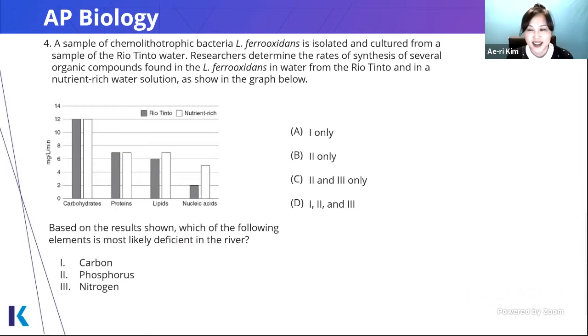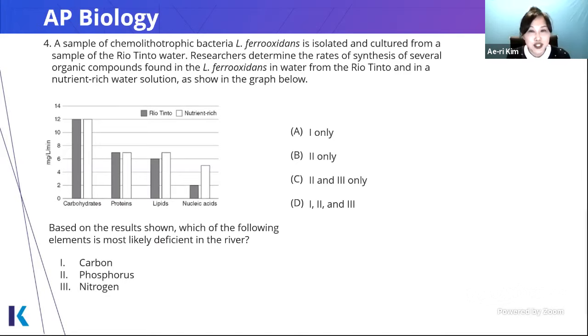Come on back, everyone. Let's take a look at how you approach this question, including the handy dandy Roman numeral strategy. We have an example of a bacteria that is isolated from a sample of river water. So Rio Tinto is a river, it's got some water. Researchers are determining the rate of synthesis of some compounds found in that bacteria from the water, and then contrasted that to some nutrient-rich water, which is shown in the graph below.